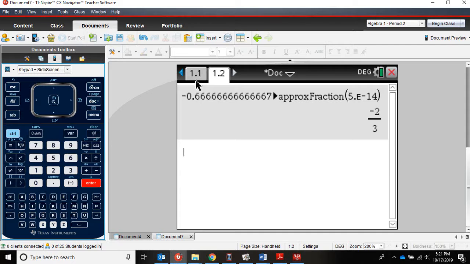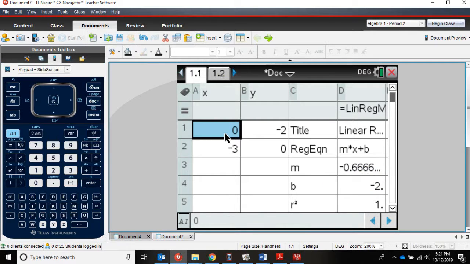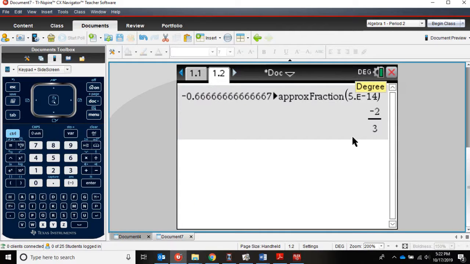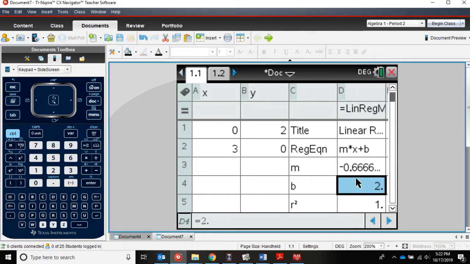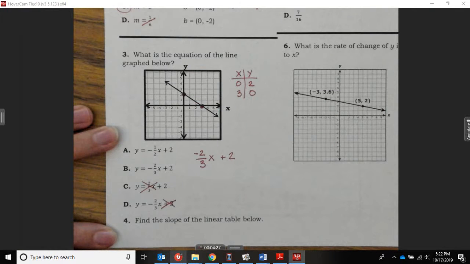So if I go here, and I'm actually just going to change these points, so 0, 2, and then I have 3, 0. It gave me a negative 0.6 repeating again, which we already changed to negative 2/3. However, it also tells you the y-intercept is 2. That's your B value. So that would have helped you eliminate some choices. And then your last option is you could have typed these equations into a graph page to see which one matches. We haven't practiced that a ton, but we will.